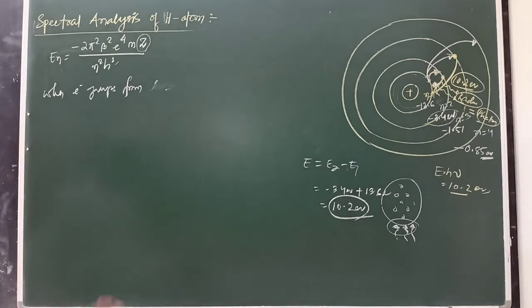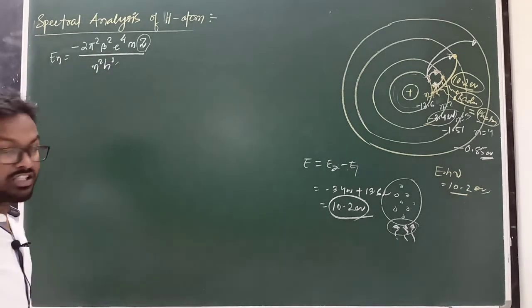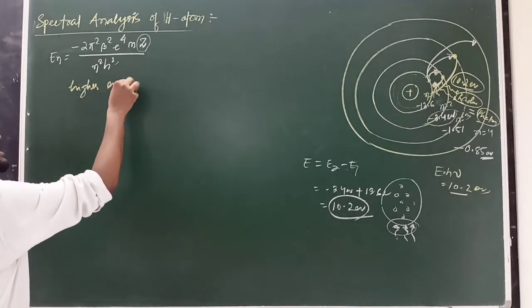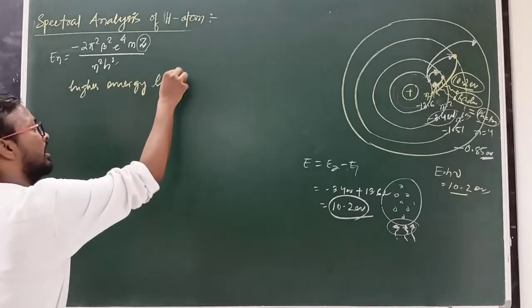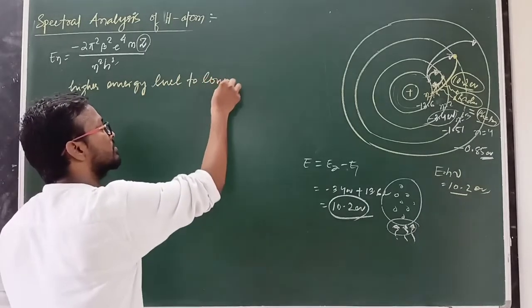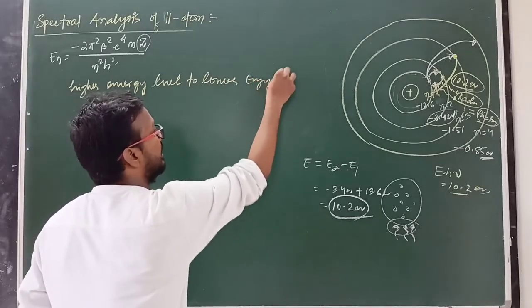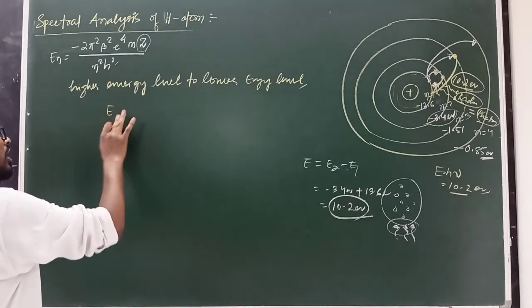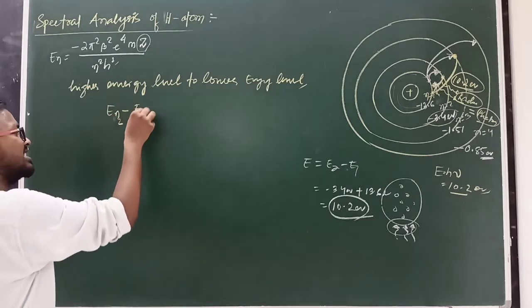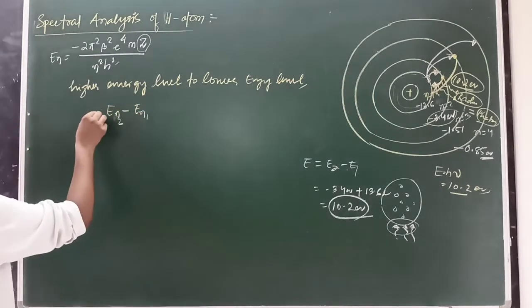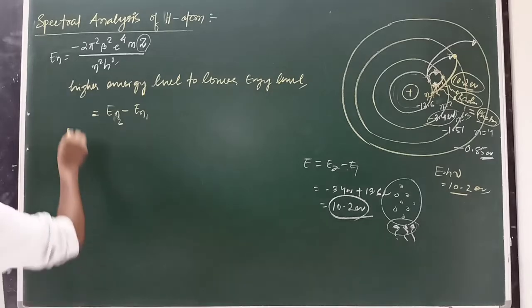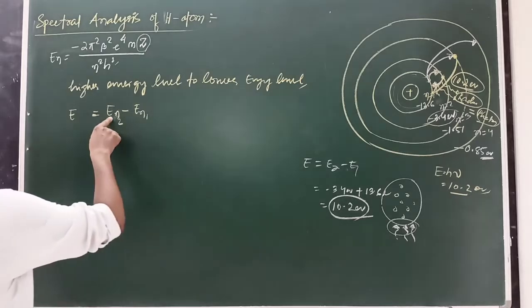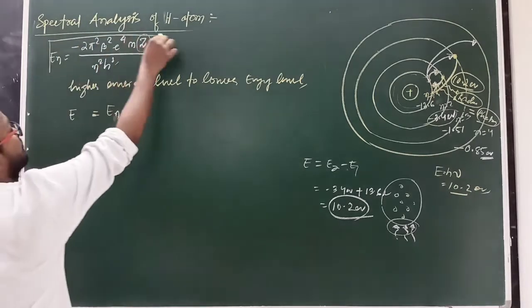Clear? So there is a relation I am writing here. When an electron jumps from a higher energy level to a lower energy level, according to Bohr's atomic theory, we can write En2 minus En1, which is equal to a photon energy E. Clear? And here En is the energy of the nth Bohr orbit.